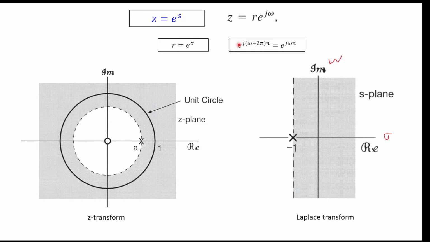So omega changes by 2 pi, then you change it from 0 to 2 pi, and you walk on this circle from 0 to 2 pi back to the original point.